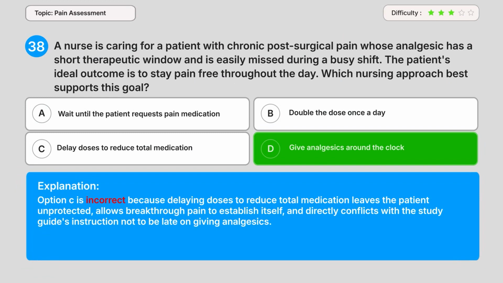Option C is incorrect, because delaying doses to reduce total medication leaves the patient unprotected, allows breakthrough pain to establish itself, and directly conflicts with the study guide's instruction not to be late on giving analgesics.